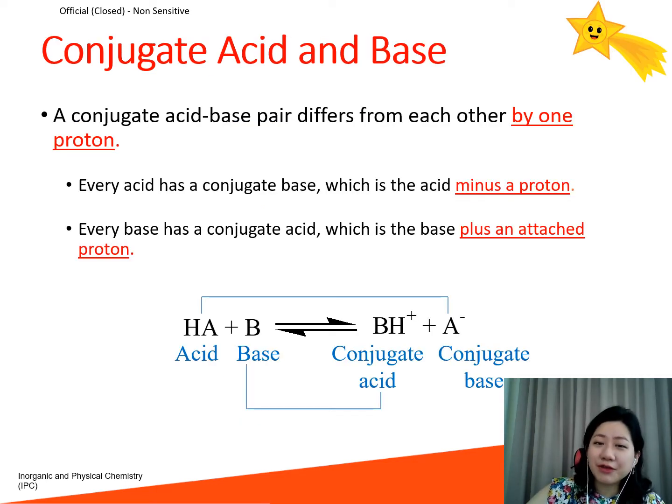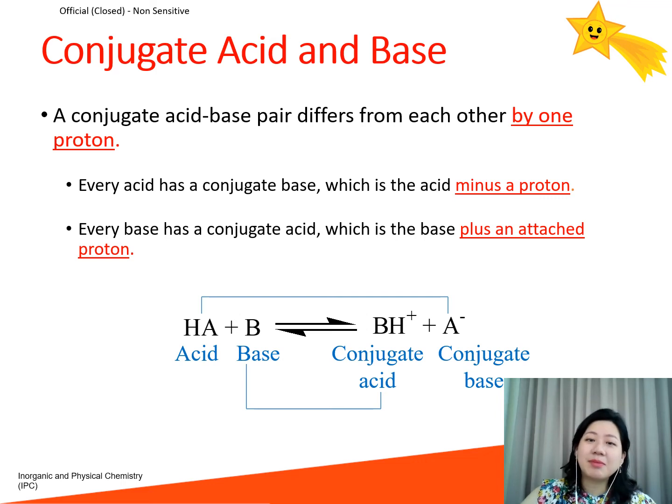Now that we've looked at the definition of acids and bases, let's explore conjugate acids and bases. A conjugate acid-base pair differs from each other by one proton. Let's look at the example here to illustrate. An acid can be represented by HA. A stands for acid, but A could really be anything. For example, HA could be HCl, HNO3, etc. The conjugate base of the acid is the acid minus a proton. Here, the conjugate base is represented as A-.